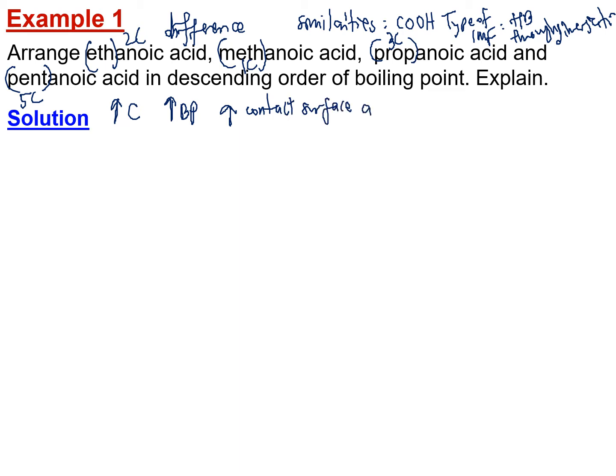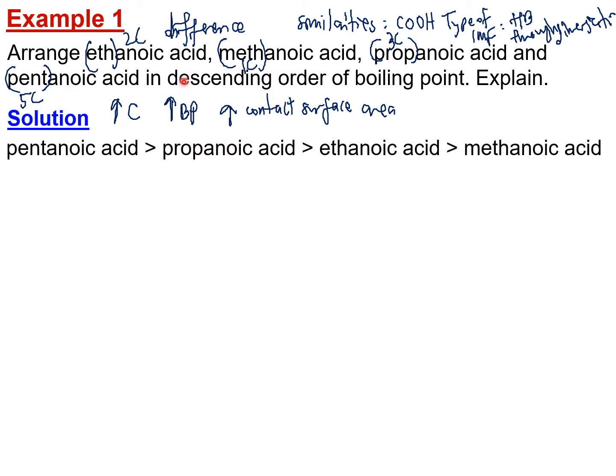So macam mana you nak susun? Dia suruh kamu susun in the descending order. Bukan ascending order, descending order. So macam mana nak susun tu? Kalau descending order, you need to remember daripada boiling point yang besar kepada boiling point yang paling kecil. Okay, so descending order kan?